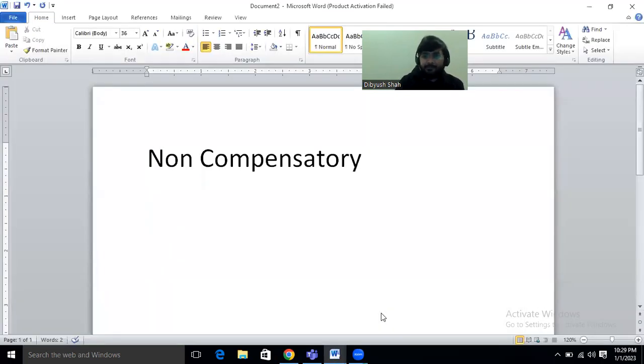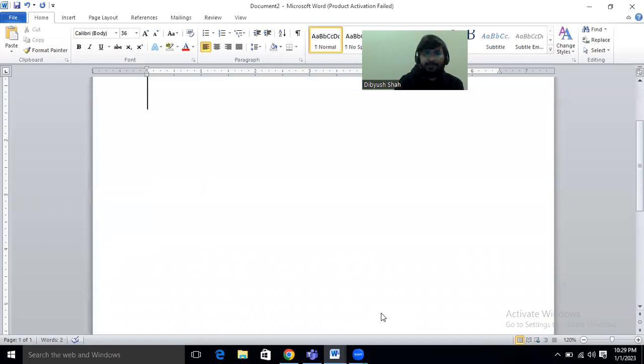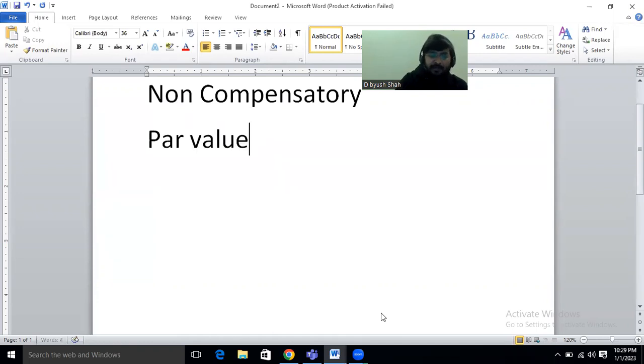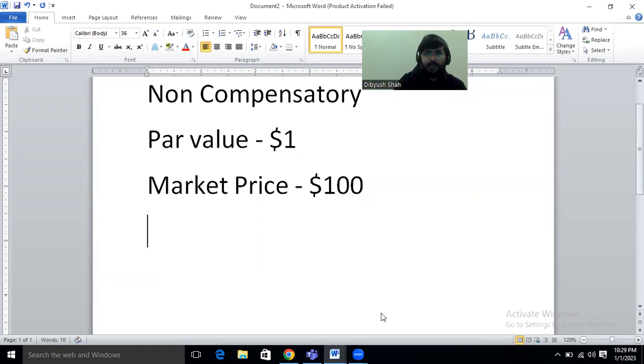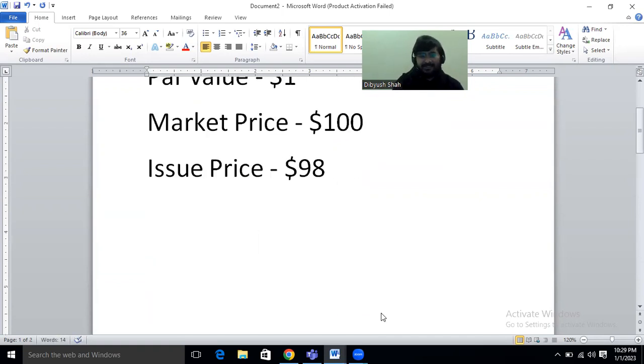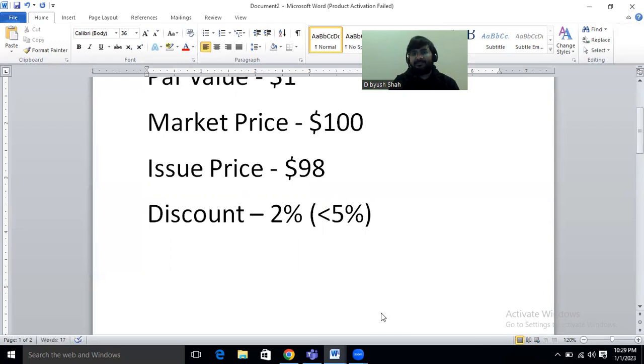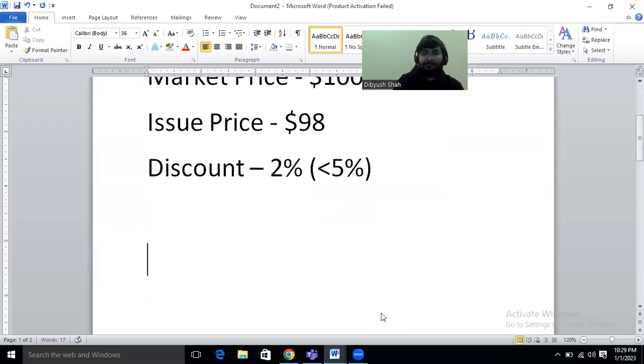Situation number 1. So let me just note down a few values for you. Par value is $1. Market price $100. Stock price offered to them, or issue price as we can call it, is $98. And they are telling, discount criteria as we can see is met, right? Discount is 2%, which is of course less than 5%. So this criteria is definitely met. And they are saying all other criteria have been met in the question. So this is basically a simple non-compensatory plan.